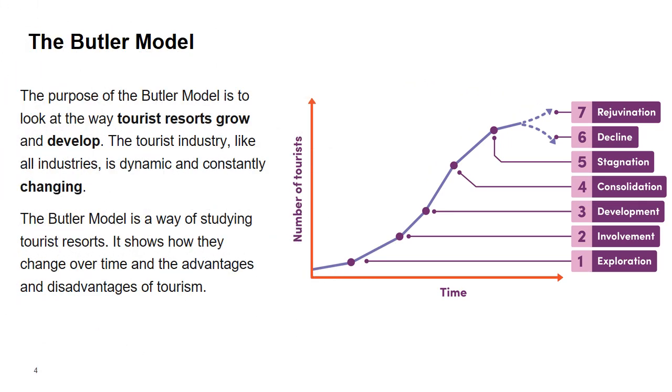The Butler model. Have a look at this, it's a chart, so look at the Y and the X axes. The purpose of the Butler model is to look at the way tourist resorts grow and develop. The tourist industry, like all industries, is dynamic and constantly changing. The Butler model is a way of studying tourist resorts. It shows how they change over time, and more importantly, it looks at the advantages and disadvantages of tourism.